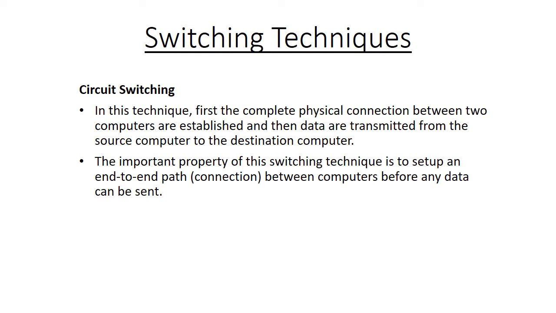Circuit switching. In this technique, first the complete physical connection between two computers is established, and then data are transmitted from the source computer to the destination computer. The important property of this switching technique is to set up an end-to-end path or connection between computers before any data can be sent.